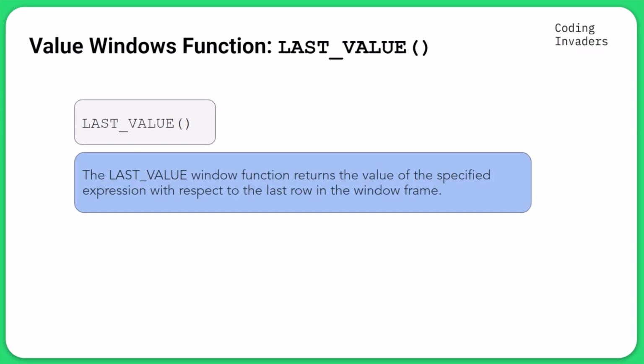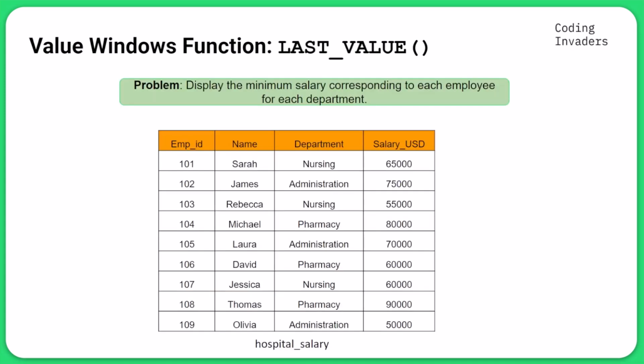This again is very intuitive. As first value was looking at the first row within the partition, last value will look at the last row within the partition. Again, we will pick the same dataset, and let's say now we want to display the minimum salary for each of the rows for each department. Previously, we were looking at the maximum salary, getting the maximum salary for all the rows in the partition or the department.